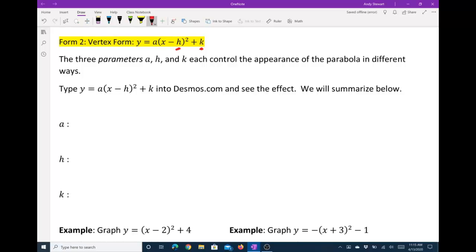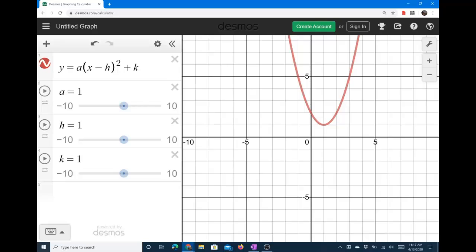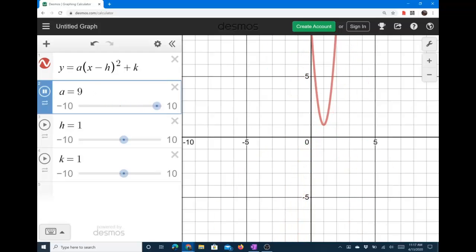We're going to take that generic form of the parabola and plug it into Desmos, see the effect, and then write a quick summary. Now, let's look at our first parameter, A. What did you see? What did you notice? Well, for one thing, when A is positive, the parabola opens up like a happy face. Positive A, negative A, positive A, negative A.